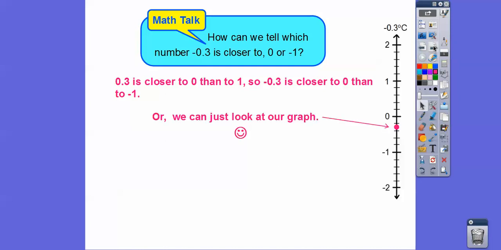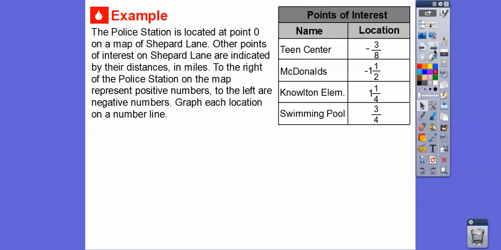Or you can just look at the graph. We just graphed that, and so is it closer to 0 or is it closer to negative 1? Well, it's closer to 0 on this graph right there, okay? All right, so let's try this.